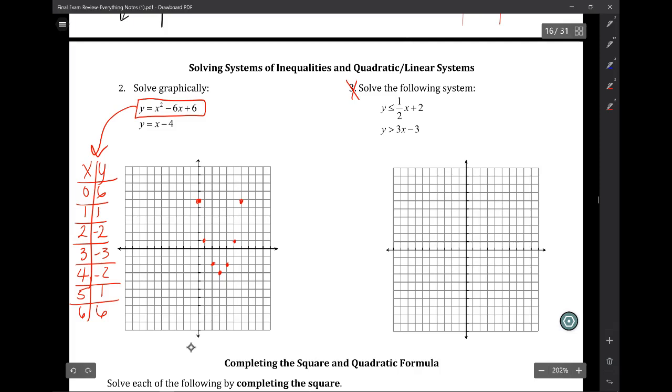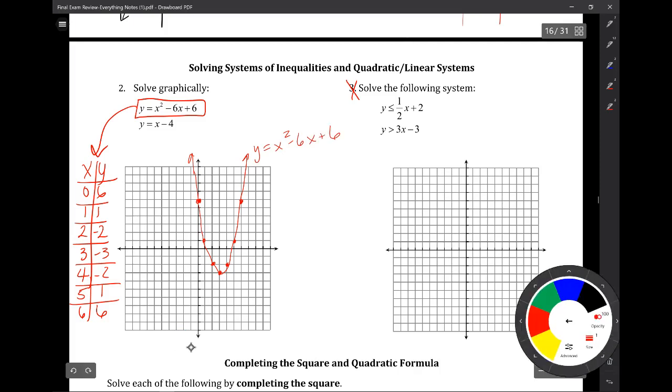Alright, so here is my parabola. Remember, no shark teeth. Alright, and when you graph more than one thing, you have to label at least one of them. I don't care which one, but you have to label at least one.